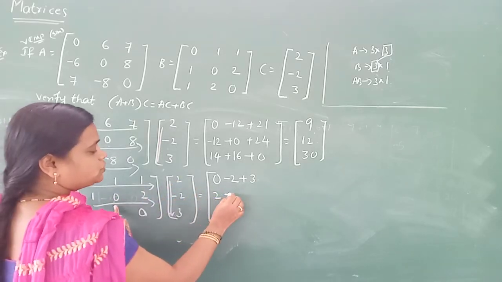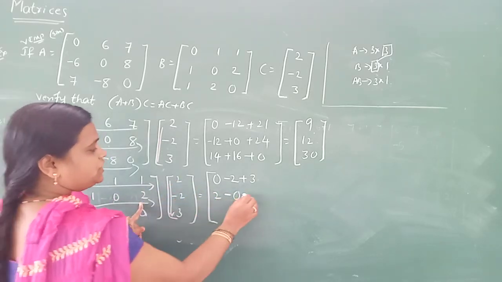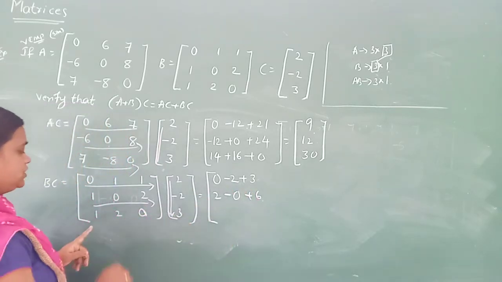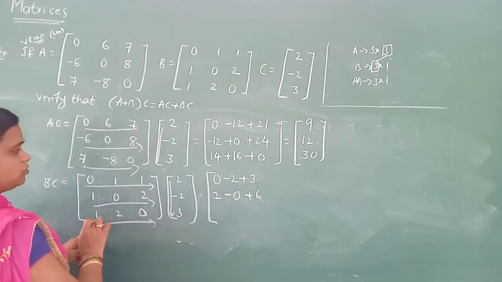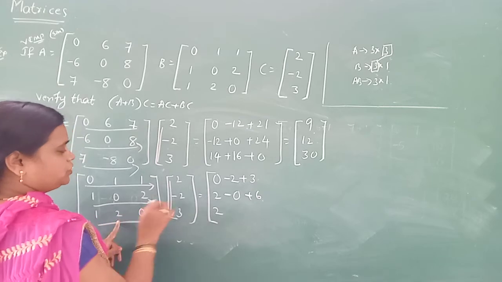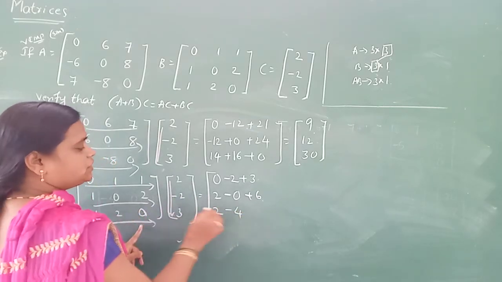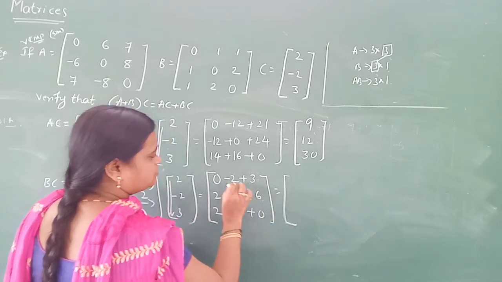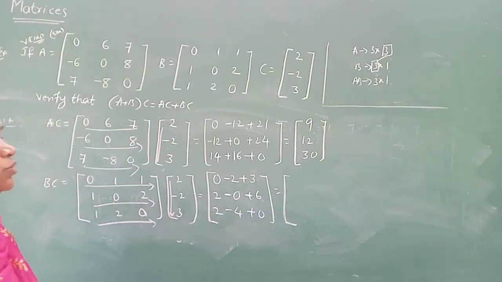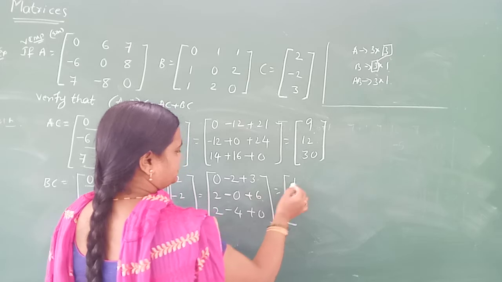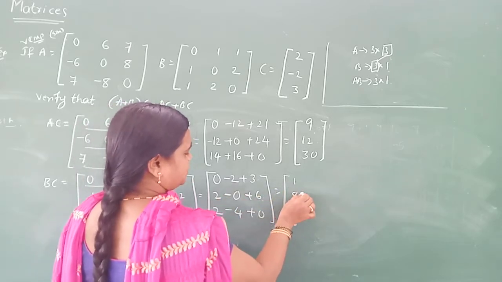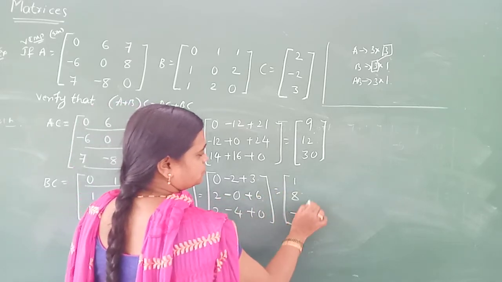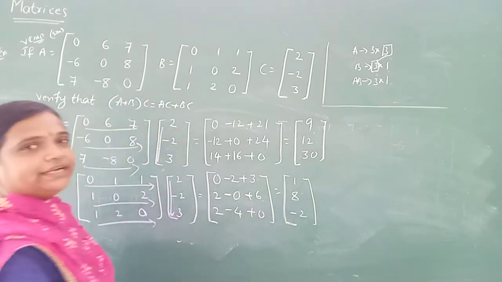Next, second row with first column: 1 into 2; 0 into minus 2; 2 into 3. Next, third row: 1 into 2, 2 into 2 minus 0 into 3. We get minus 2 plus 3. Minus 2 plus 3 is what? 1. 6 plus 2. 2 minus 4. Minus 1, 8.